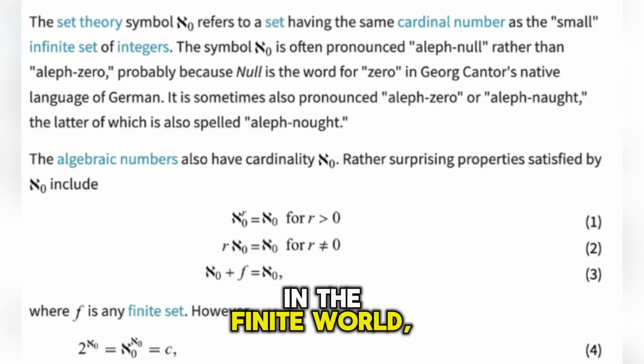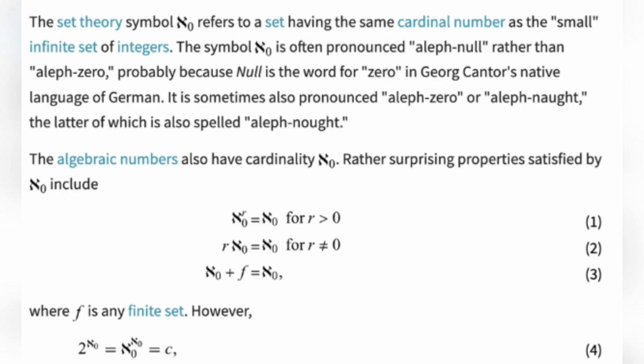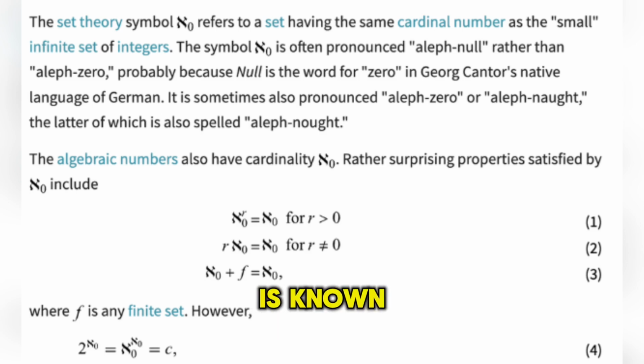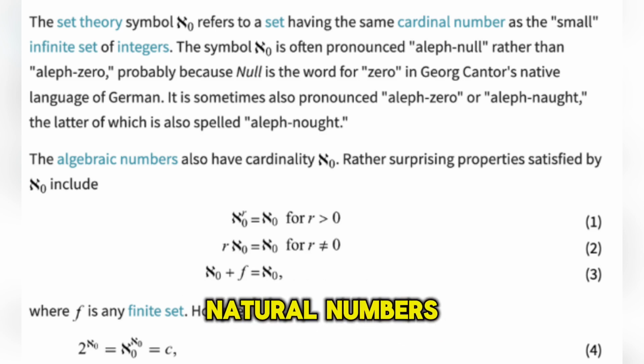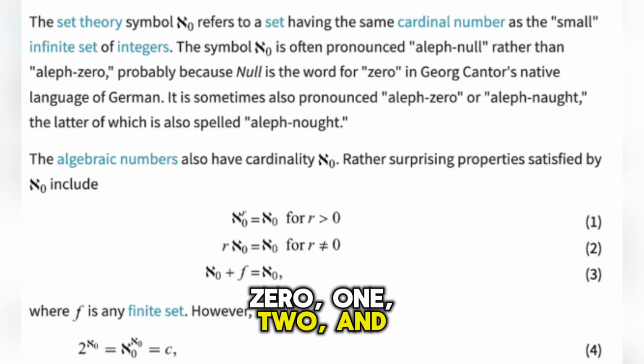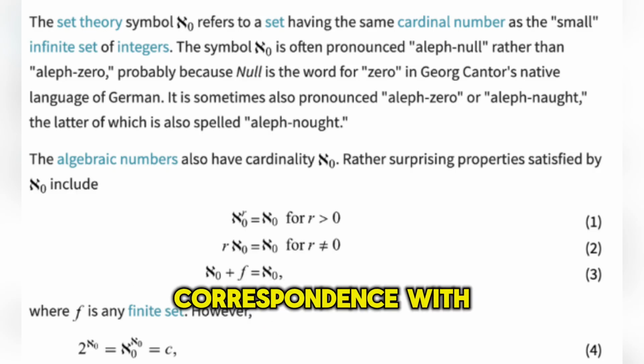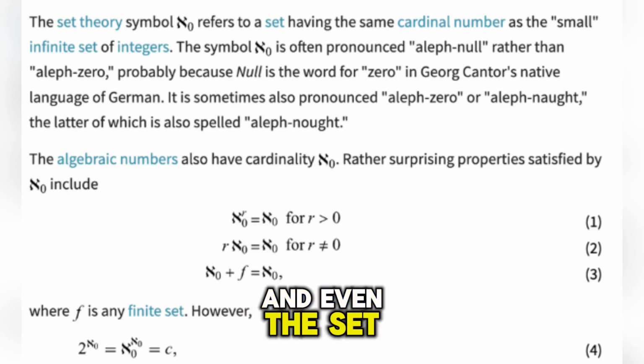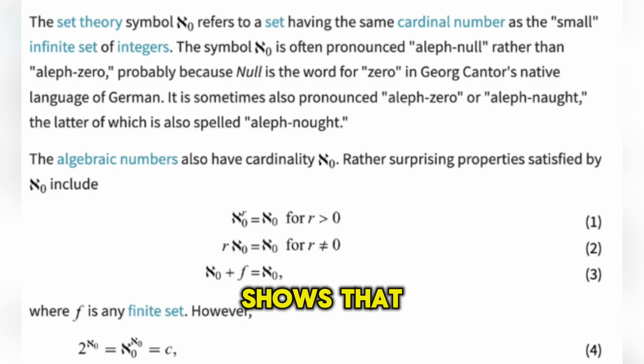In the finite world, counting is simple. In the infinite world, we use cardinality. The smallest infinite size is known as Aleph null, representing the set of all natural numbers, 0, 1, 2, and so on. Any set that can be put into a one-to-one correspondence with the natural numbers is called countably infinite. Surprisingly, this includes the set of all integers, and even the set of all rational numbers, or fractions.